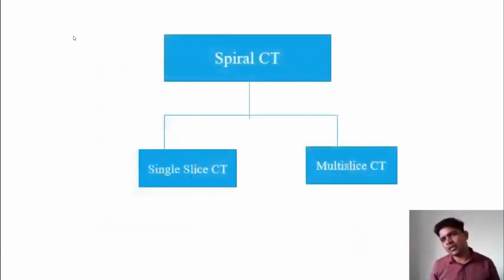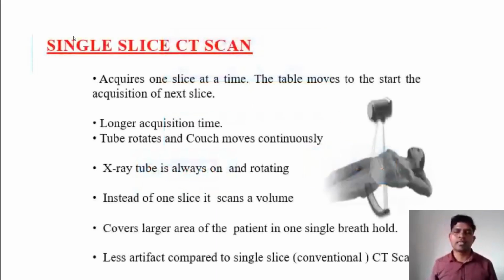So in spiral CT, there will be two different types: single slice CT and multi-slice CT. But single slice CT, I don't think it exists anywhere now, in India or anywhere, because everywhere people are familiar with the multi-slice CT. So what is the single slice? It has a longer acquisition time, the tube rotates, and the couch moves continuously. The X-ray tube is always in rotation.